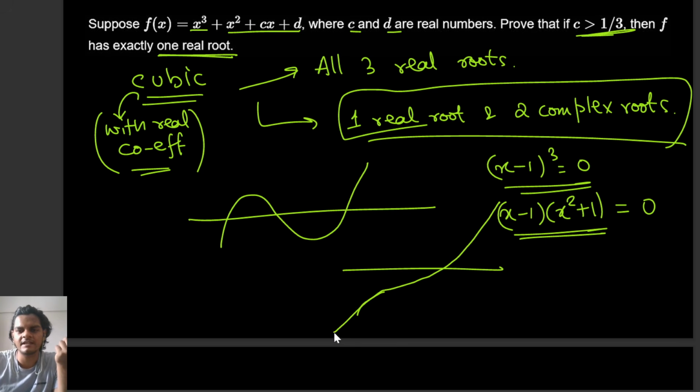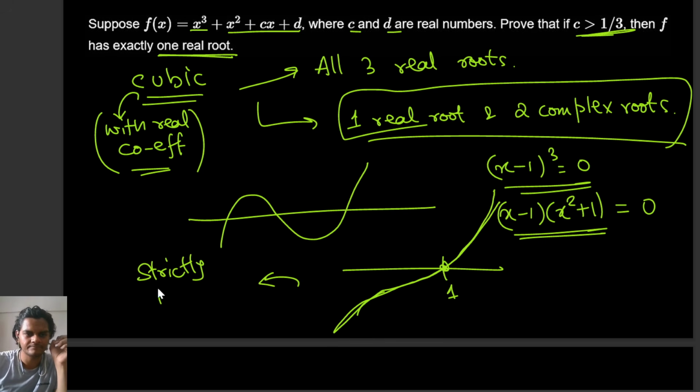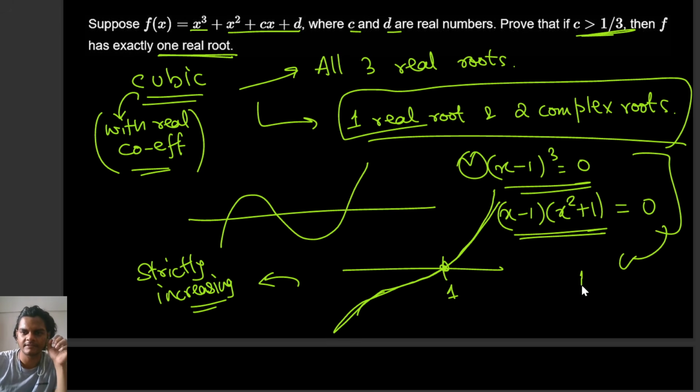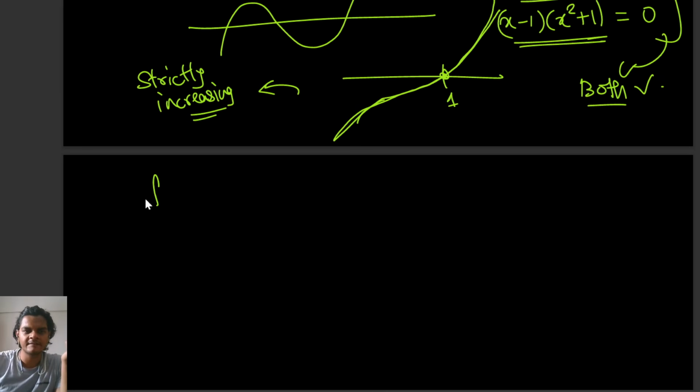So the graph of this would look something like this. It will be a strictly increasing odd degree function, and it will be intersecting only at 1. Both will be intersecting only at 1, but you see the difference? One thing you should be immediately able to observe is that this is strictly increasing. Whether it is like this or this, both are strictly increasing and both are valid. So strictly increasing means f dash of x has to be strictly greater than 0.